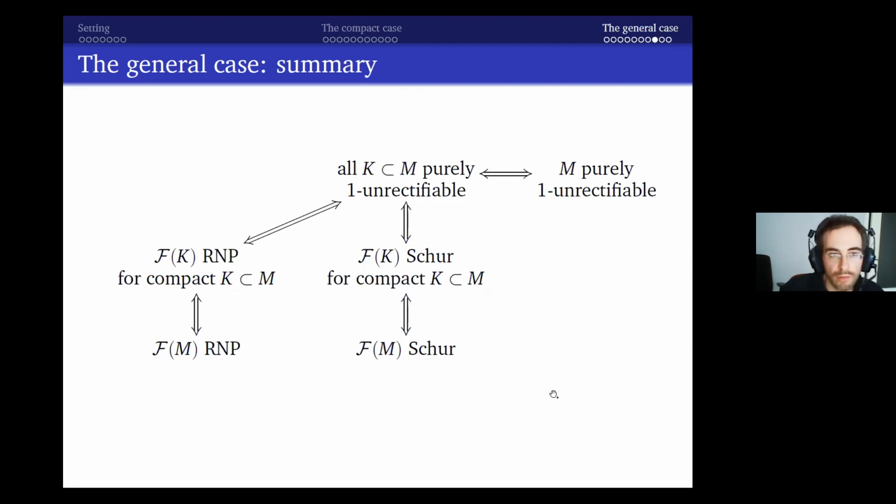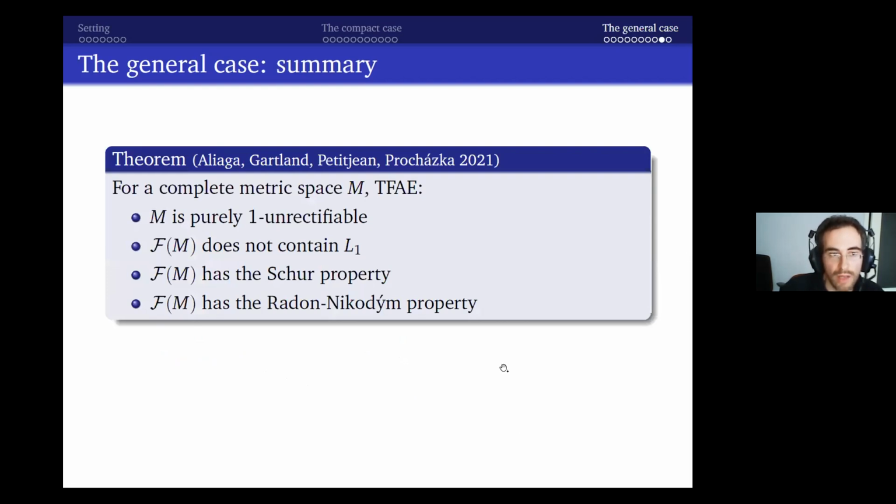And there's one more thing we can add here, which is not containing capital L1. We already included these arrows in the previous slide, but this actually doesn't depend on M being compact. This holds in general, so we can also add this here. And now again, we have closed loops of implications. So this is really our main result, which is that all of this is equivalent. So for free spaces, the RNP and the Schur property are equivalent. They're also equivalent to not containing L1. And this holds exactly when M is purely unrectifiable.